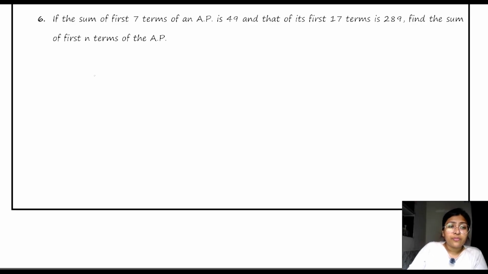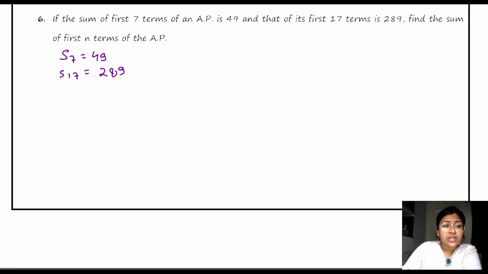If the sum of first 7 terms of an AP is 49, so it is given as S7. The sum of first 7 terms of an AP is 49, means S7 is given as 49, and that of its first 17 terms. That of its is used for sum. Sum of its first 17 terms. Also we have another relation. The sum of first 17 terms is given as 289.